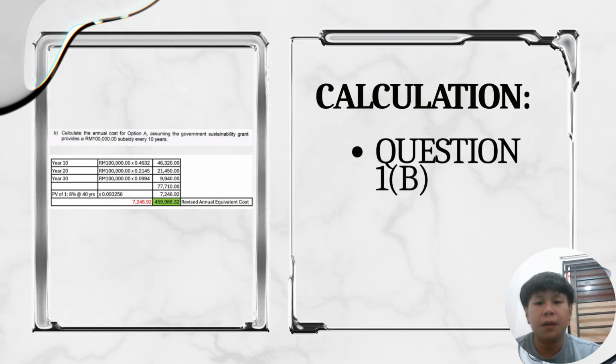For question 1b, it is stated that the government provides a 100,000 sustainability grant every 10 years for option A. Each 100,000 ringgit is discounted to achieve an equivalent annual benefit. It is then deducted from the original annual equivalent cost to achieve the revised annual cost. After all calculations, the annual saving was calculated at RM7,246.92 per year, and the result for option A's revised annual equivalent cost is 459,986.39 per year.